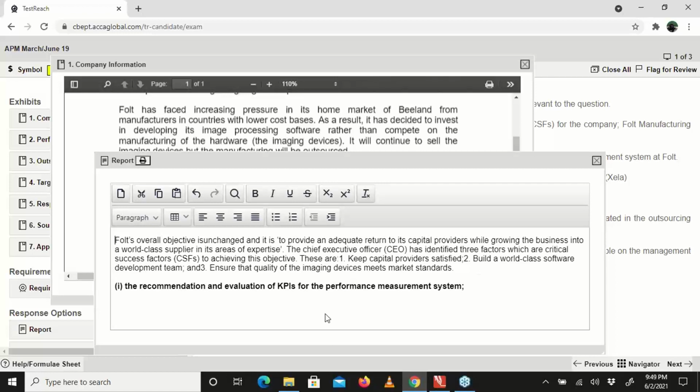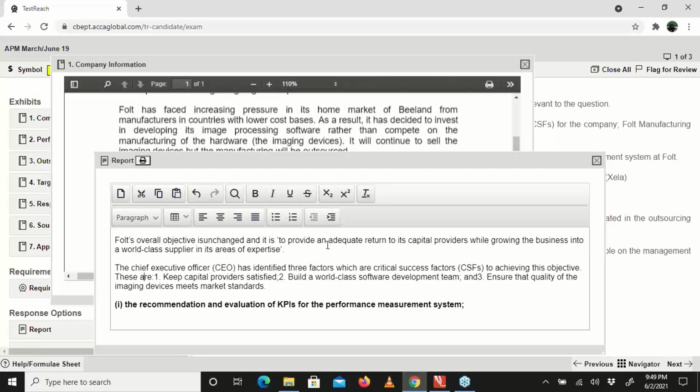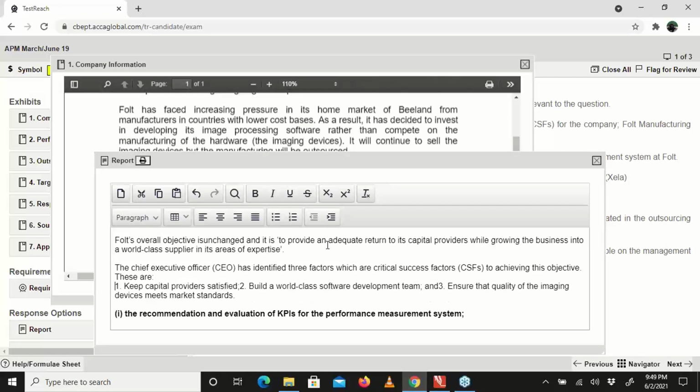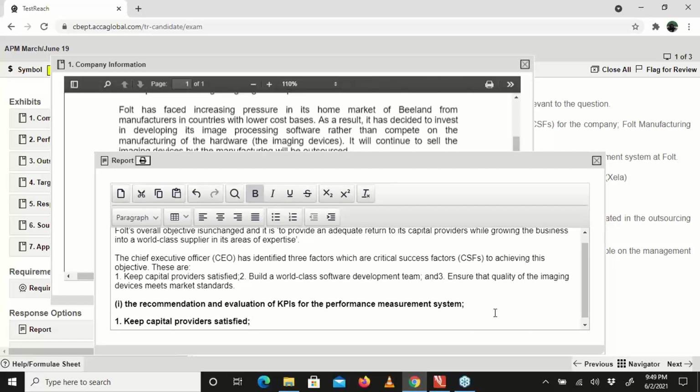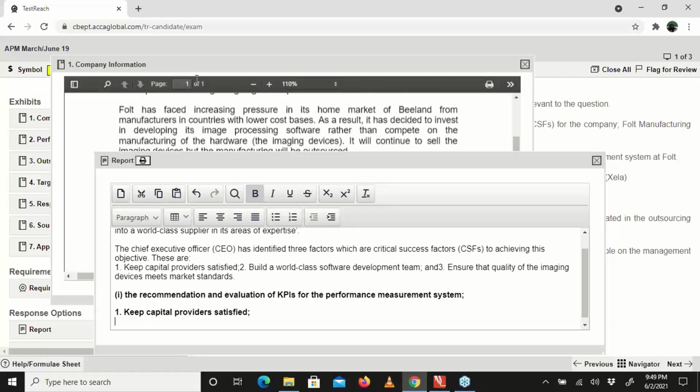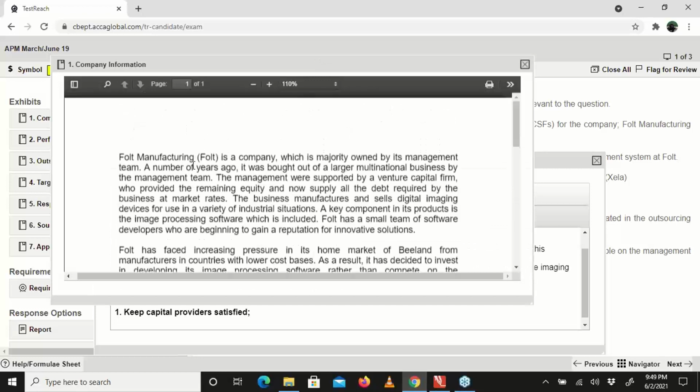Okay, so the first critical success factor is that you have to keep the capital providers satisfied. Now let's try to understand what exactly we mean by keeping these capital providers satisfied. My first question to you was, who are the capital providers? When you talk about this, you see that Fault is a company which is majority owned by its management team.